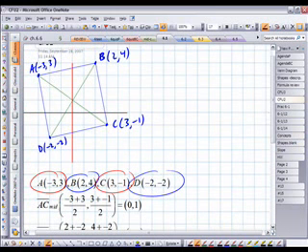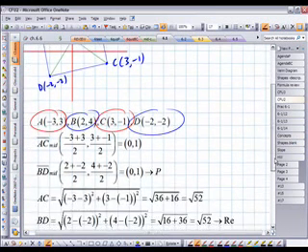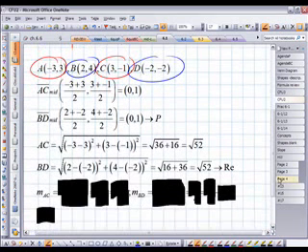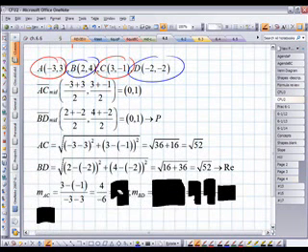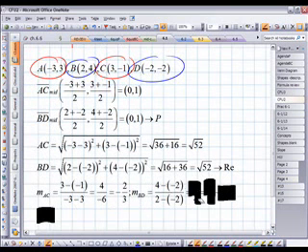If you want to show that things are perpendicular or not, you use slope. So now we do the slope of the diagonals. Slope of AC, change in y's over change in x, and we get negative 2/3. Slope of BD, change in y over change in x, and we get positive 3/2. These are negative reciprocals, therefore we have a rhombus.